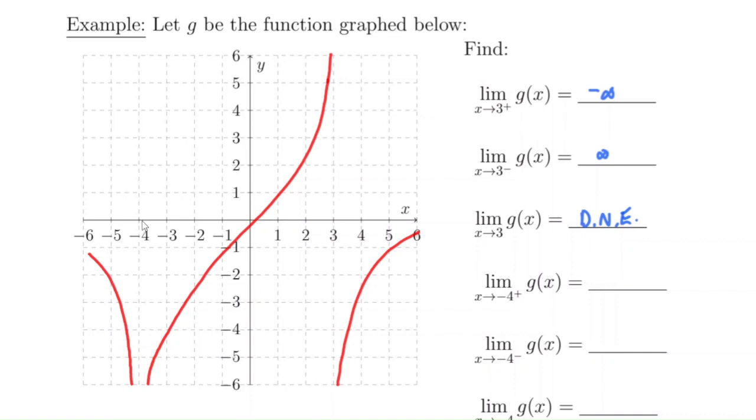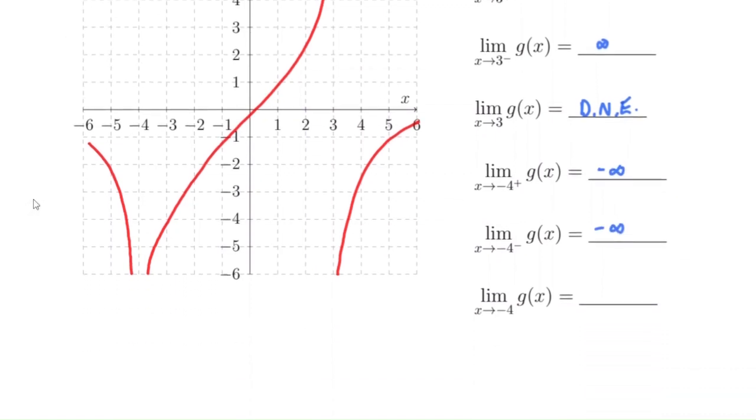Okay, now what about at -4? Well, as we approach -4 from the right, we're going down to negative infinity. And same thing as we approach it from the left, we're going to negative infinity. So both of these will be negative infinity. And so for the two-sided limit, we're going to put negative infinity since these are the same.